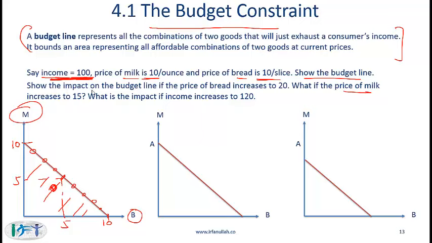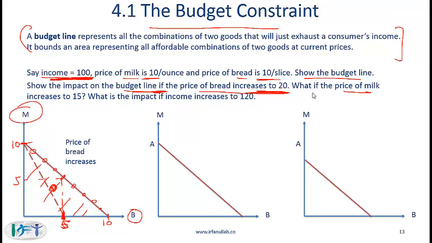Now the question is, what will happen to the budget line if the price of bread increases to 20? Right now we have a price of 10. What will happen if the price of bread doubles? And the answer is shown right here. We will have a new budget constraint. Notice that now if the consumer spends all money on bread, then he will only be able to get 5 slices of bread. If he spends all money on milk, he'll be able to get 10 ounces of milk because in my first scenario, the price of milk has not changed.